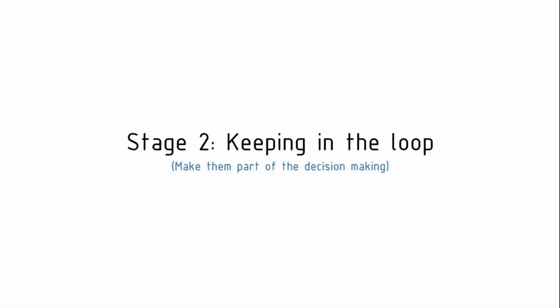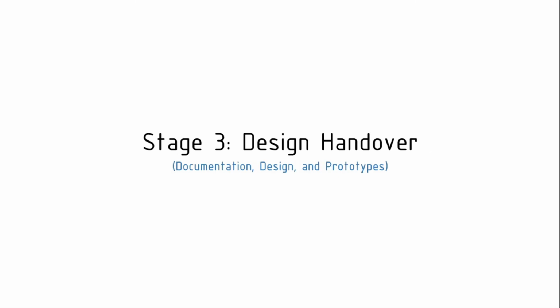The second stage involves keeping the team in the loop whenever you make any major changes in the user flow or functionality. It's worth the effort because you do not want to wait till the end to hear that your design is not feasible. The third stage is handing over the design for development.